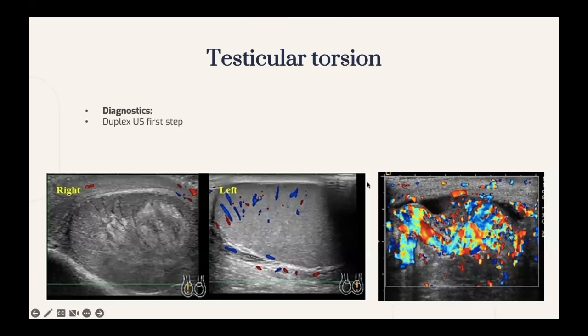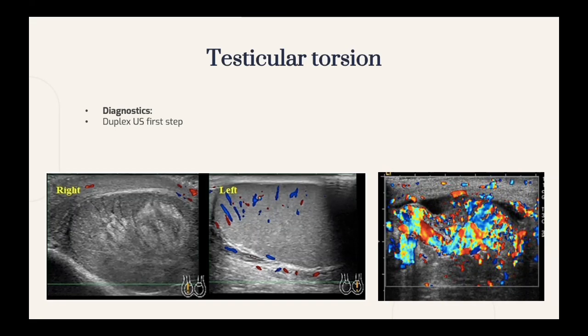So how do we diagnose these cases? If we suspect testicular torsion, the first thing we should do is consult urology. Some questions present with that, and it's one of the choices that we consult urology before doing a duplex ultrasound. So the first thing we do is consult urology.